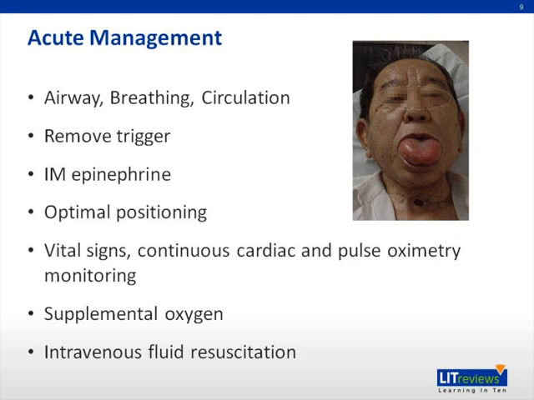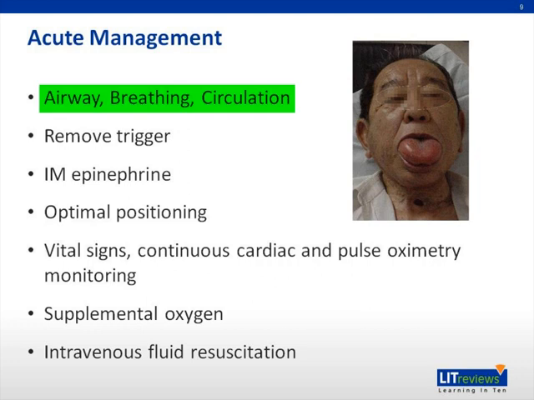Anaphylaxis is a medical emergency and prompt intervention must be instituted after recognition of the condition. As with all emergent conditions, airway, breathing, and circulation must be assessed and stabilized.